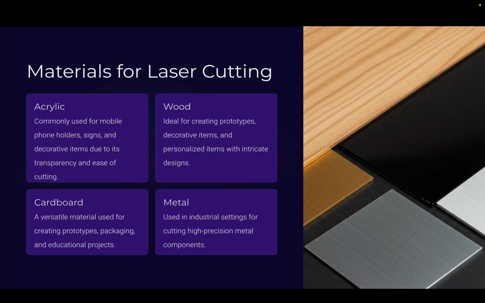The laser cutter works with different materials. For your mobile phone holder, we will mainly use acrylic sheets. It's great for mobile phone holder designs and some other simple designs. But it can also cut wood, which is good for prototypes and decorative items. You may also like to know that it can cut through cardboard, often used for packaging and lower cost models. And of course, in some industrial settings, laser cutters can also cut through metal.